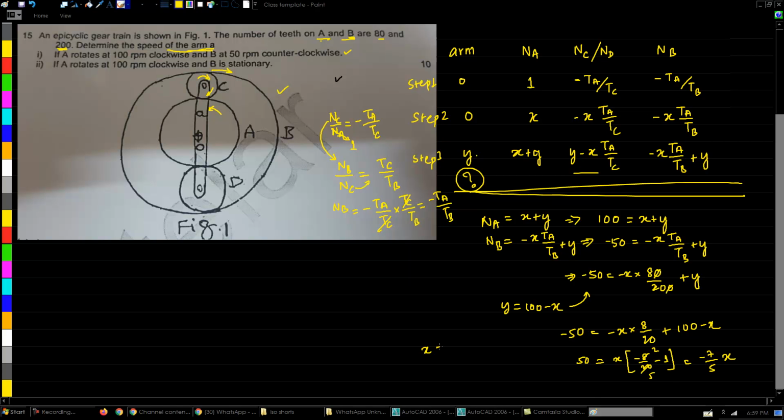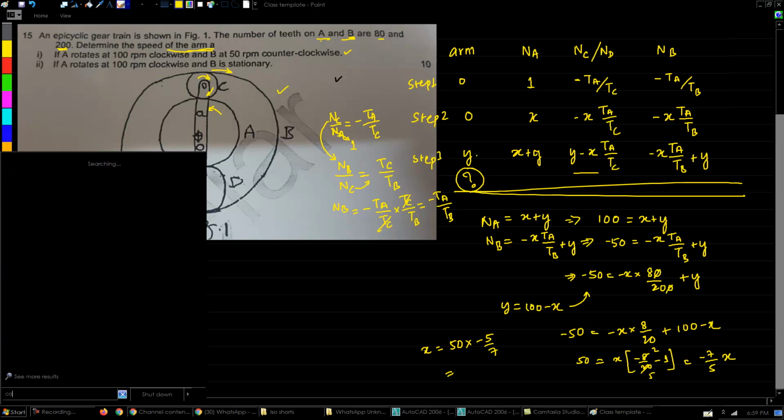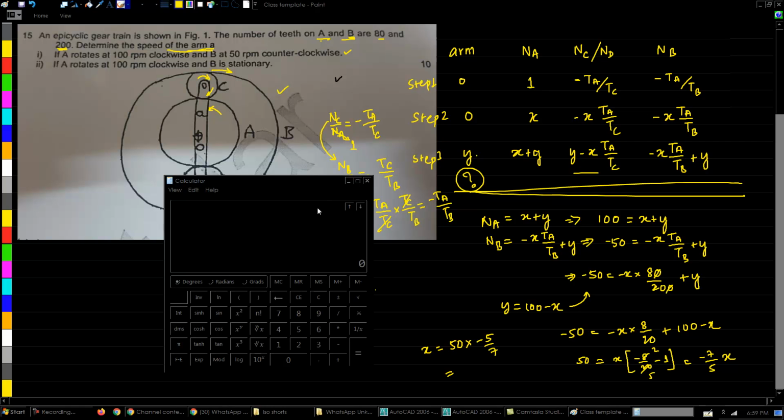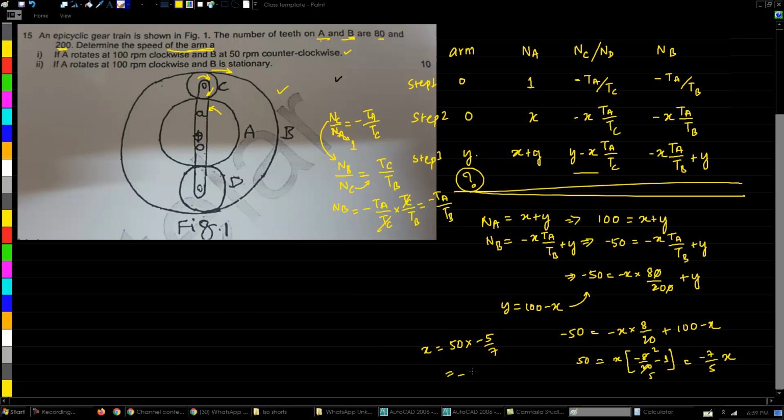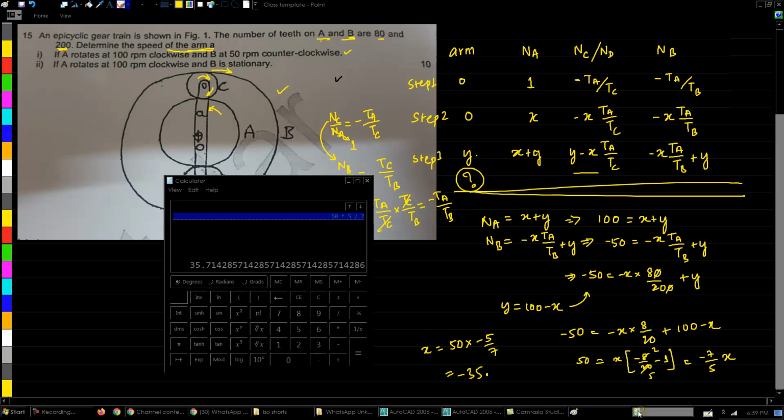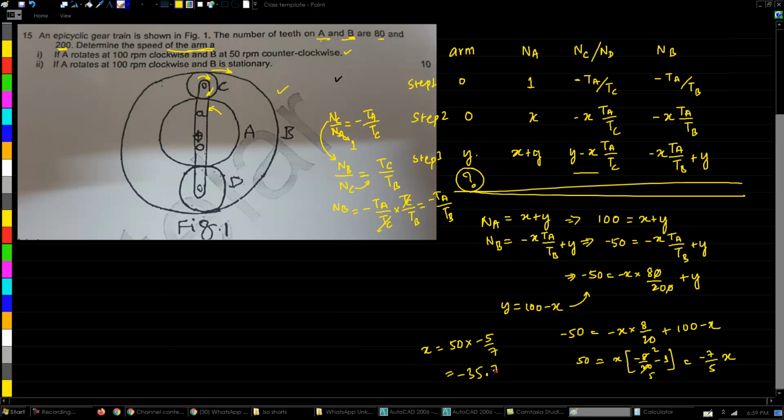So x value will be equal to 50 times negative 5 upon 7. Okay, so we'll have to simplify this. So you just need to use a calculator, and 50 into 5 by 7 gives us 35.71. So the answer here is minus 35.71 RPM. So the negative sign here says that it is rotating anti-clockwise. So x value is this one.